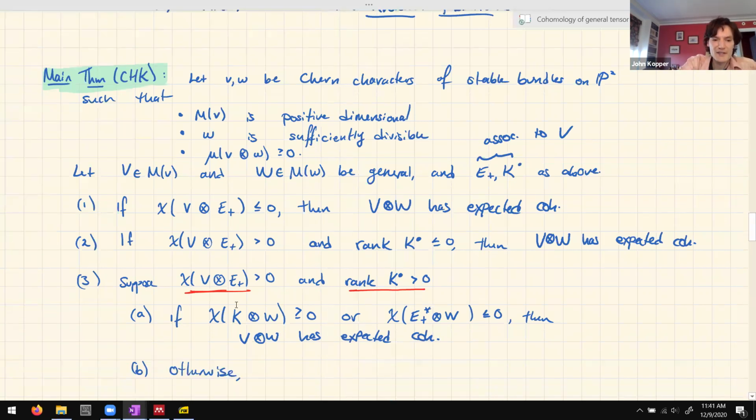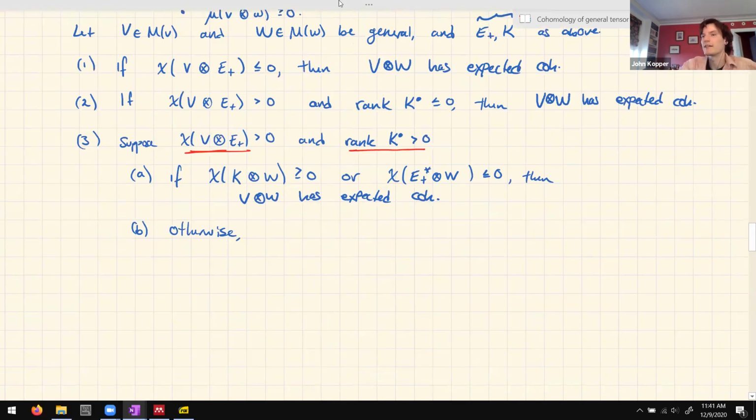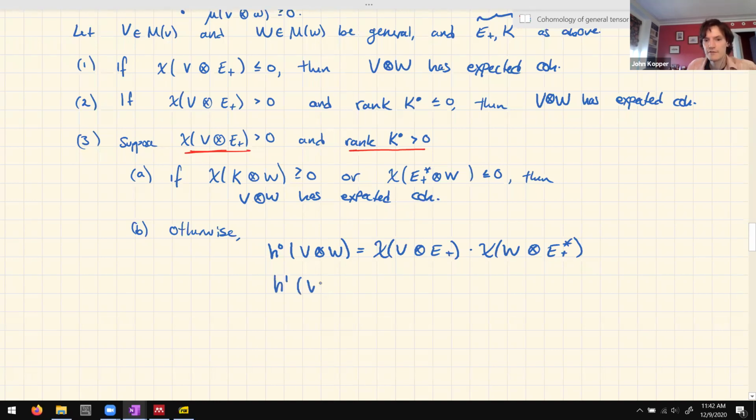So the final case, 3B, is the only case where we get unexpected cohomology. So I need to be in case 3 and not in case 3A. And then the cohomology groups are as follows. H naught of V tensor W is the Euler characteristic V tensor E plus times the Euler characteristic W tensor E plus dual. I think I've got all my duals right. And H1 of V tensor W is minus chi of K tensor W.